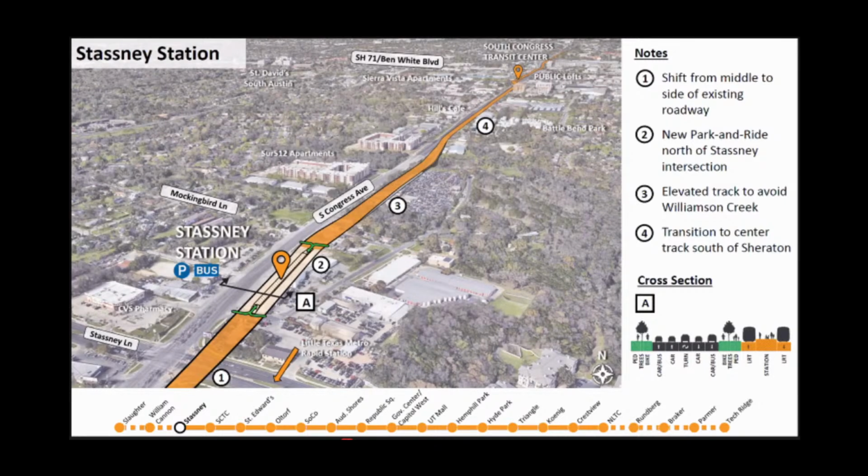As we continue north, you can see that the guideway crosses back over the existing lanes and drops back into the center of the roadway. Through coordination with multiple divisions within the City of Austin, we anticipate closing Lawson Road to accommodate this transition back to center and at-grade tracks.